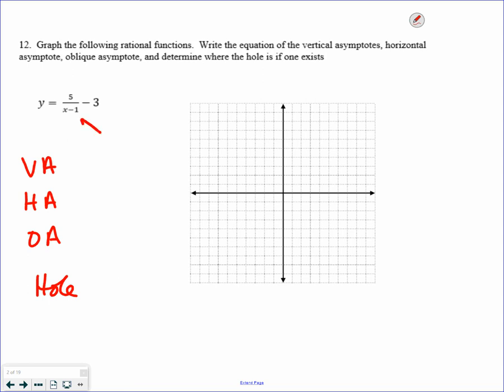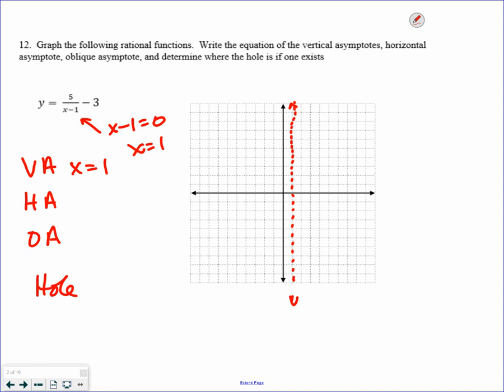So now the denominator has an x minus 1. So when does that equal 0? That is your vertical asymptote. So I'm going over to the graph. You're going to have a dotted line when x equals 1.